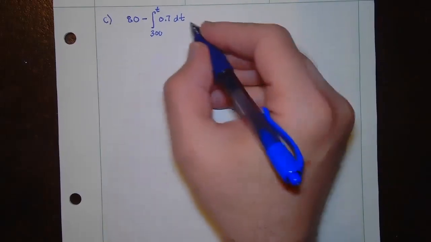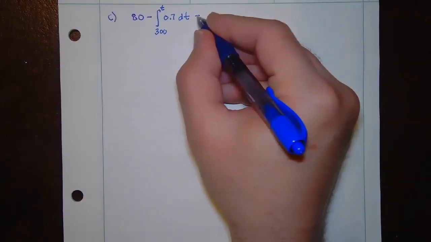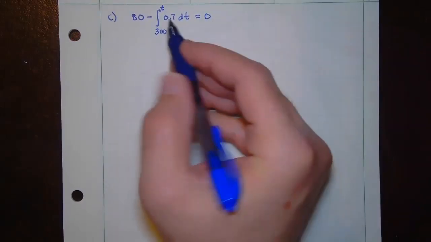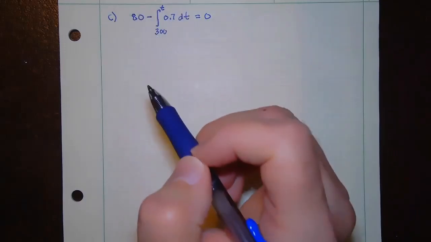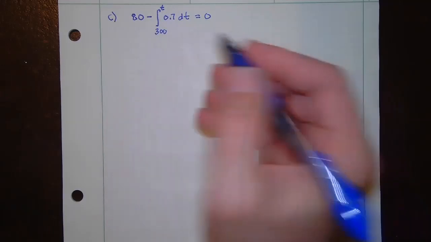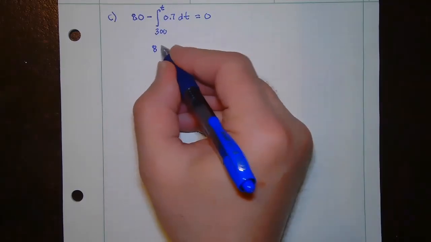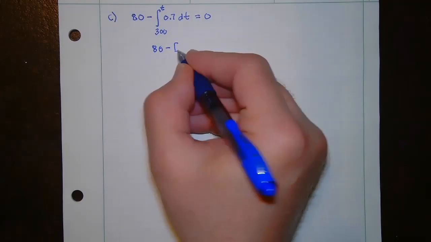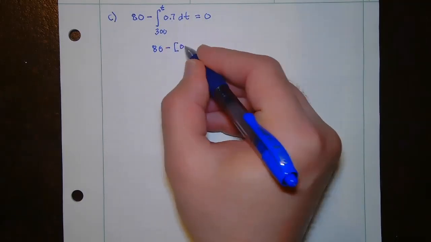And we want to know when this becomes 0, because then that would mean there's nobody in line. We've removed the same amount as what we had at 80, okay? All right, so we need to integrate this and then solve it for t. So this would be 80 minus, and it'd be 0.7.